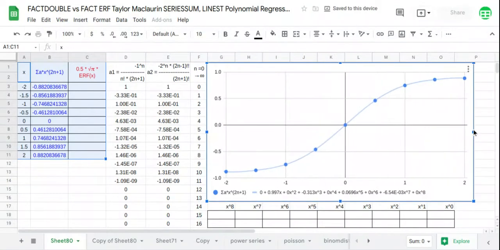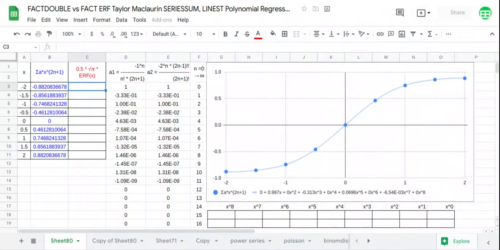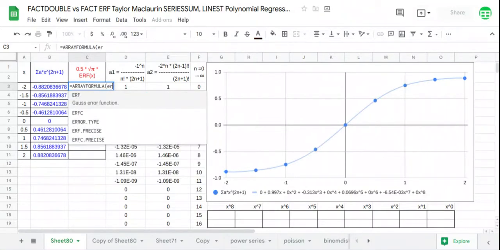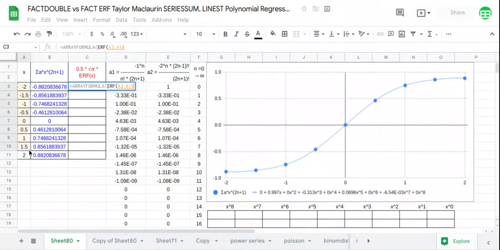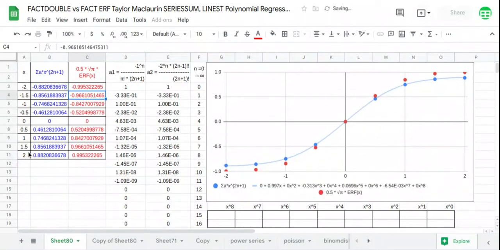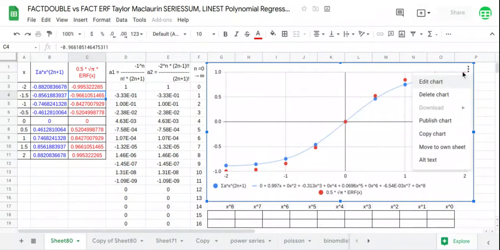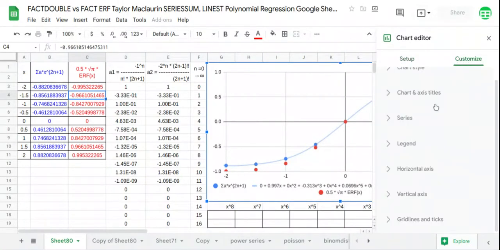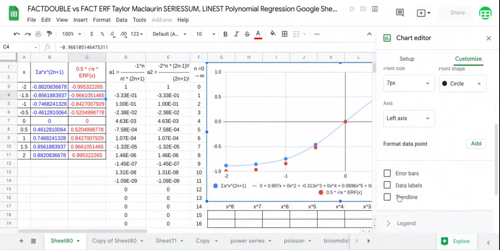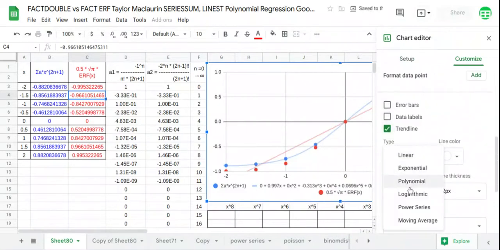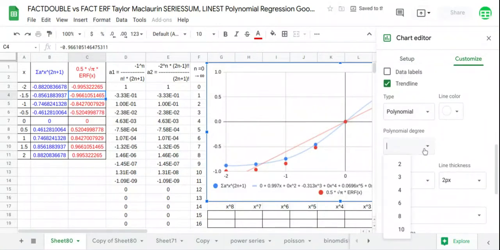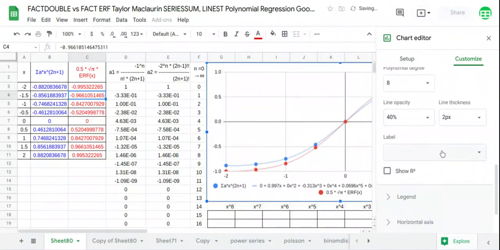This is the expansion. We continue with the expression 0.5 times square root of pi times ERF(x). So we start with ERF(x), our formula, ERF of the x values. There's no trend line or polynomial, so we change that. Series, trend line, polynomial to the 8th degree. For the label, use the equation. Now we have the equation.